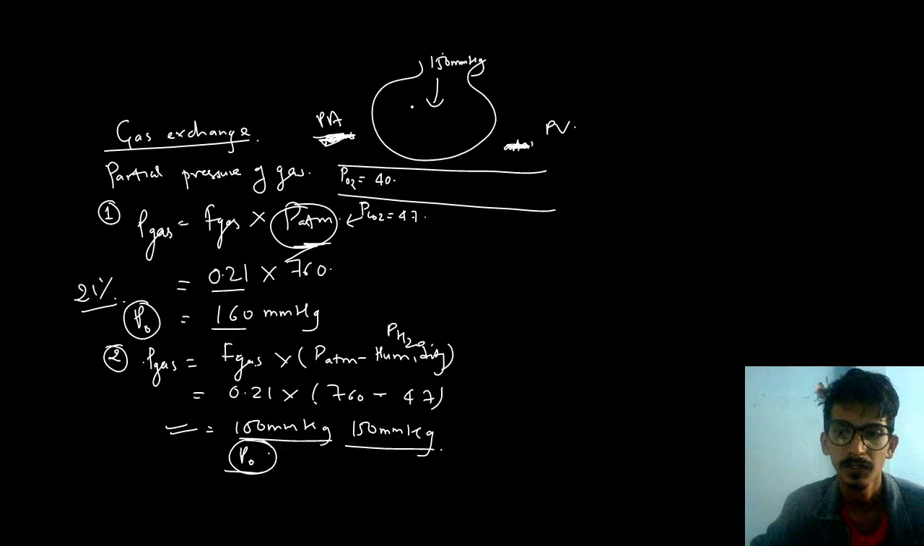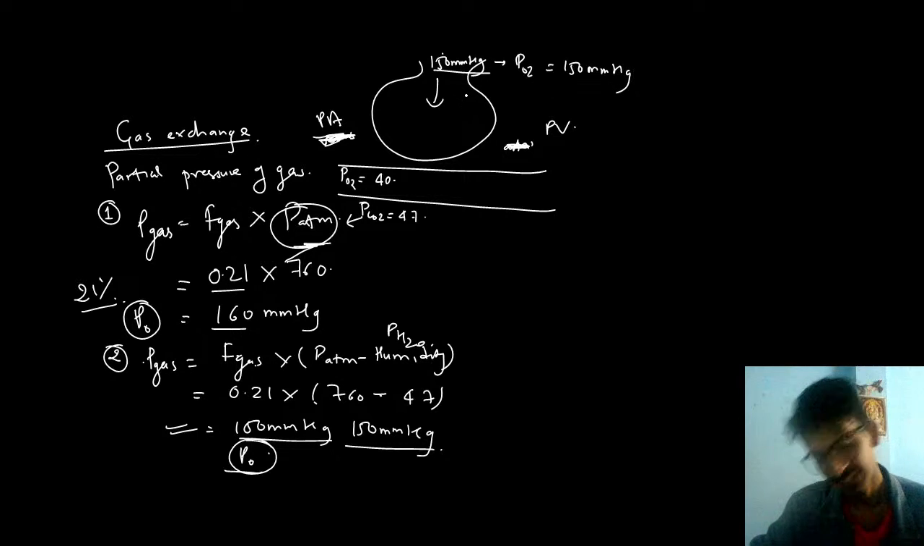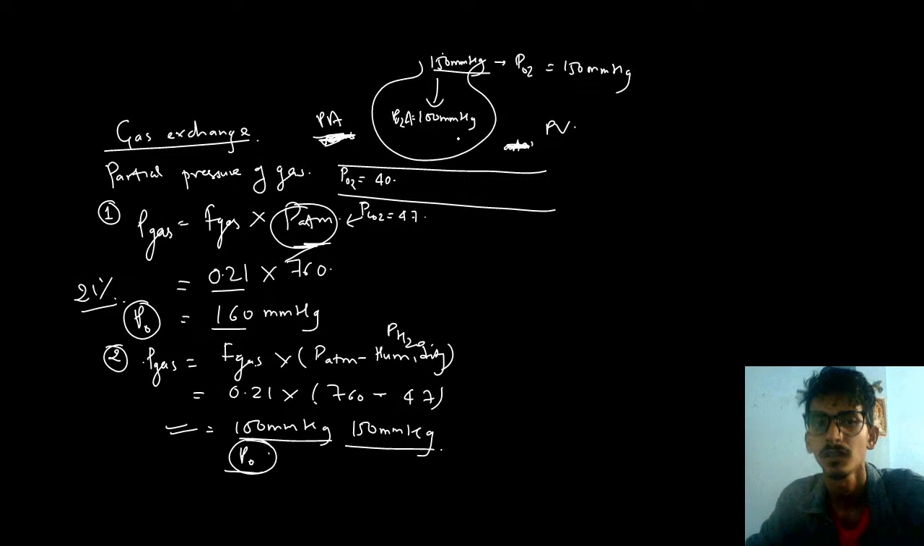In our alveoli, initially we have a partial pressure of oxygen of 150 mmHg, but when it reaches the alveoli, due to some resistance and due to the continuous intake of oxygen, it becomes 100 mmHg. That is the reason why we say that the partial pressure of oxygen at the alveolar level is 100. Now partial pressure of carbon dioxide here is 40 mmHg.